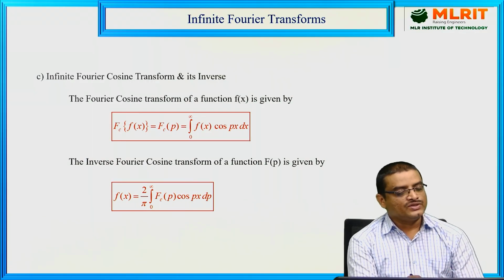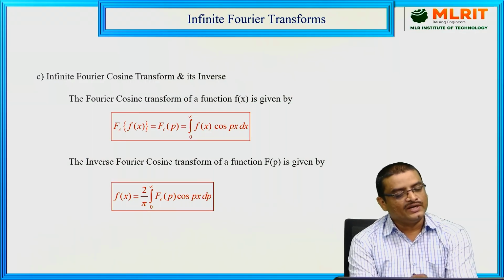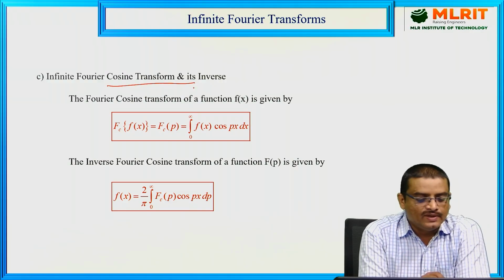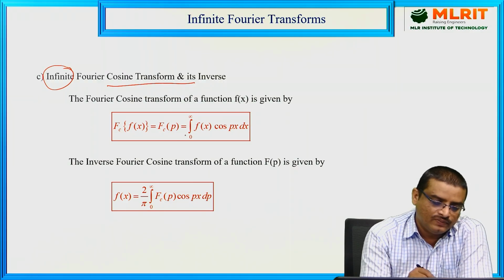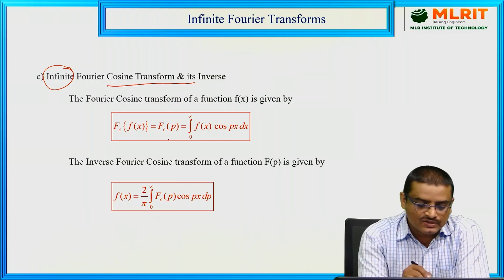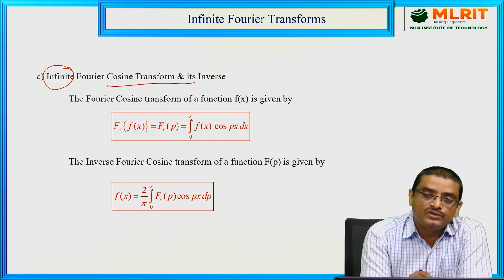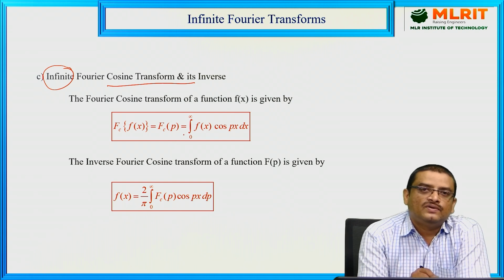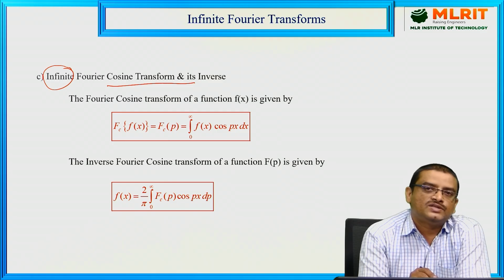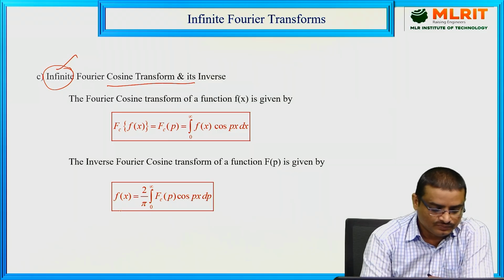And next, if you want to go for the Fourier cosine transform, since we are saying infinite, since it is an infinite formula, we are taking the integral limits at 0 to infinity. If you observe clearly, it is understood that for all the integrals we are taking the limits at 0 to infinity. So that's why we have taken it as infinite.